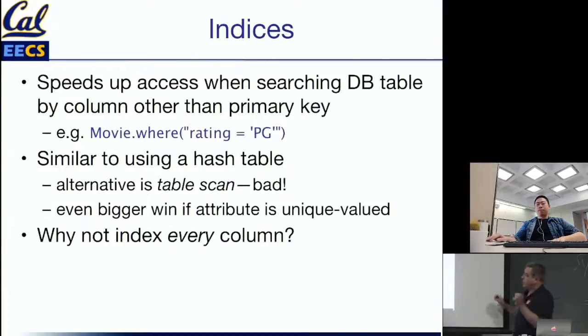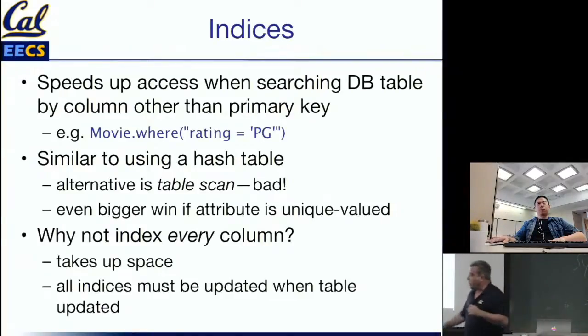Because now, in addition to storing the movie information itself, you're also storing another data structure whose size is proportional to the size of the movie table itself, right? Which basically serves as the reverse index into it. But the real reason is that every time you modify the table, you also have to update the index. And that's where the real cost comes from.